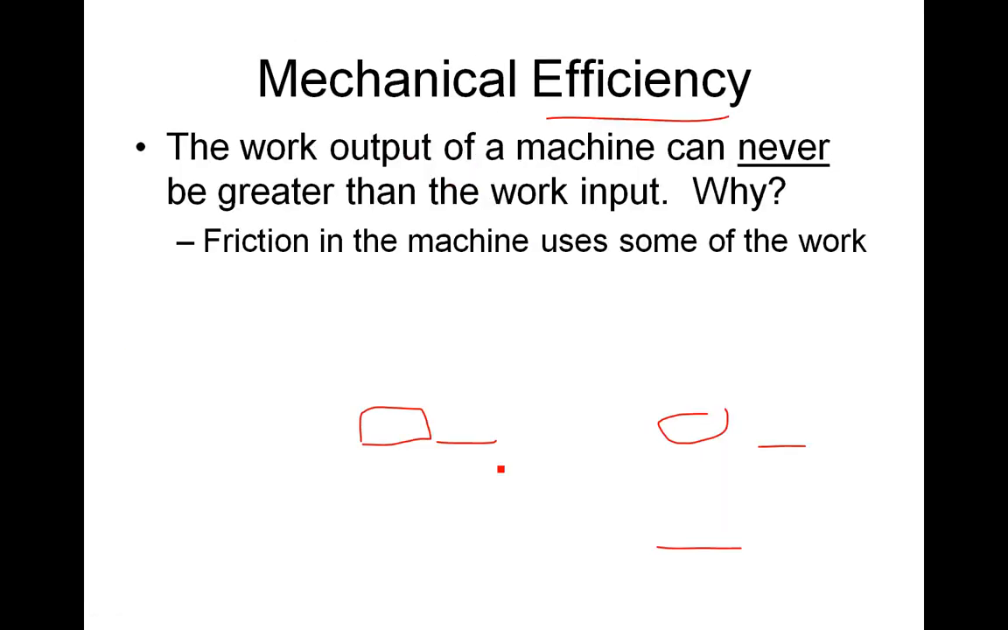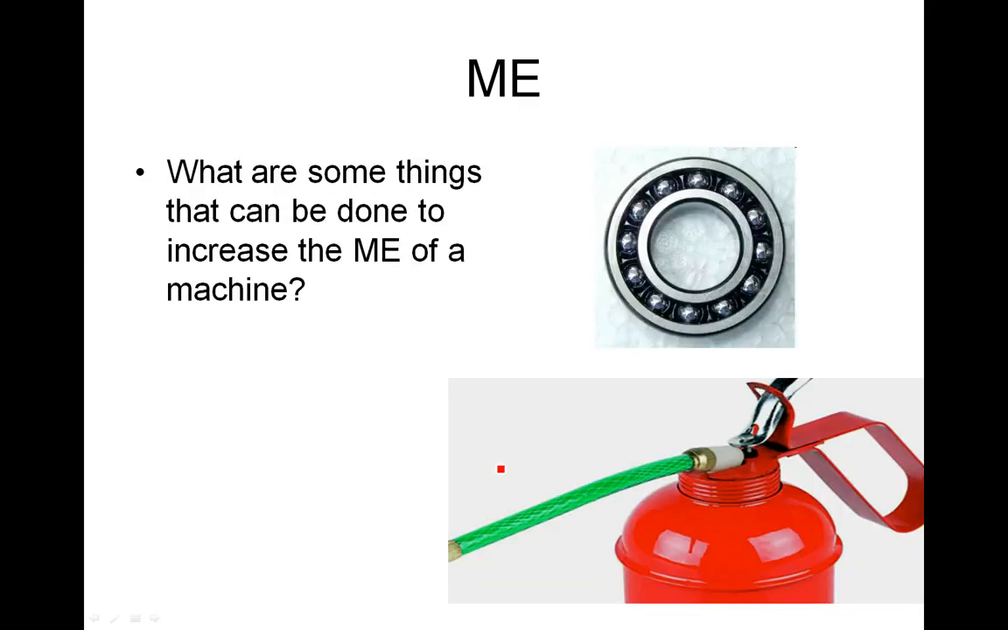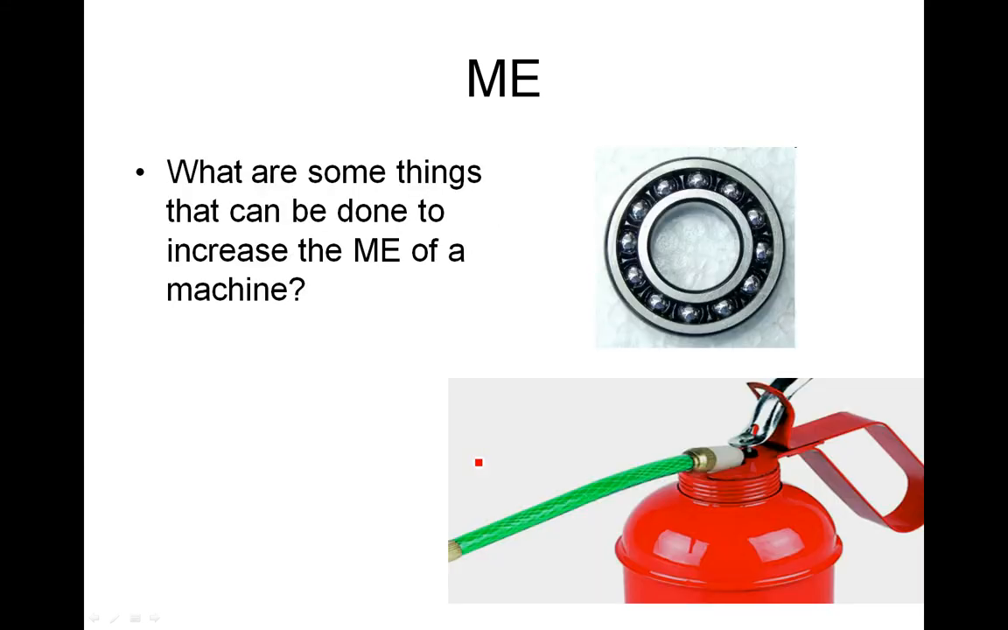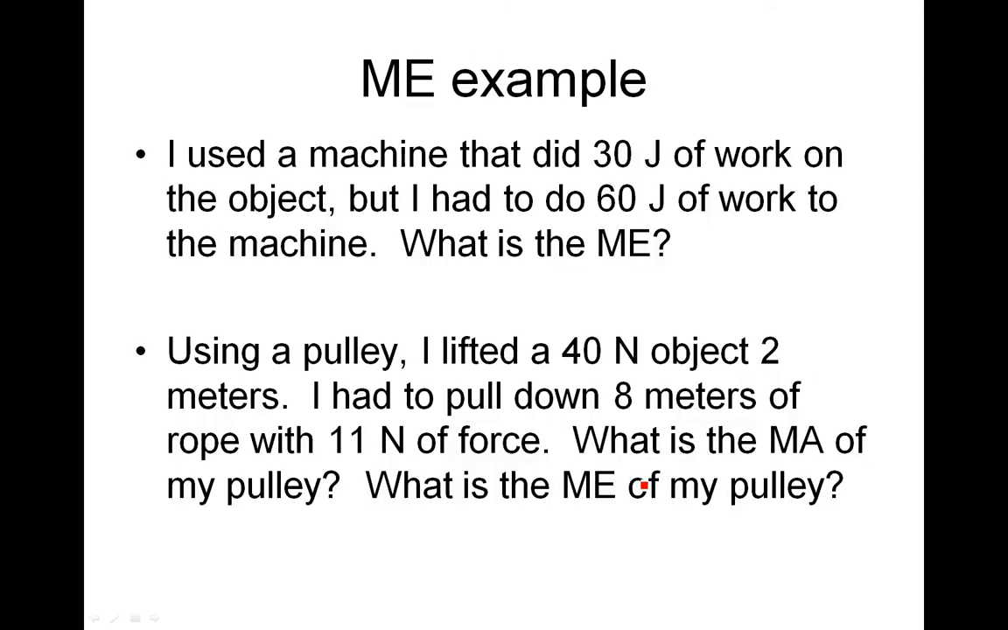If we go back then to where we were, what are some things that we can do to make a machine more efficient? You can use ball bearings like these. Oil is one of the main ways. Lubrication. You're going to get rid of friction. You're going to make your machine more efficient. Friction is what caused the inefficiency, so you want to lubricate to get rid of that friction.